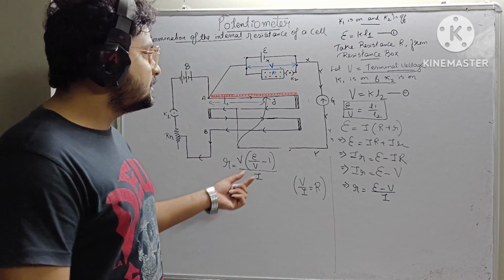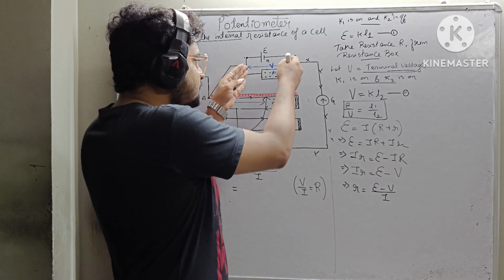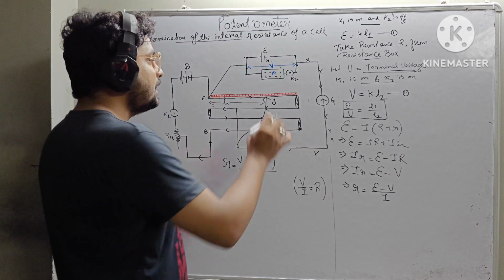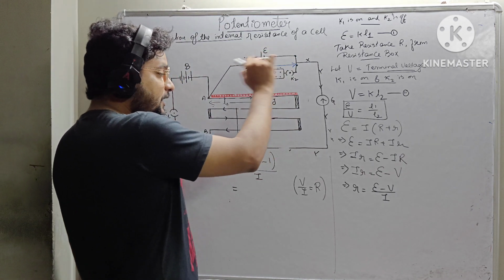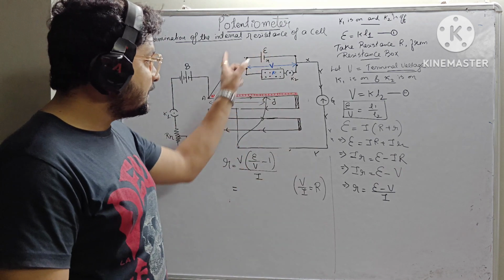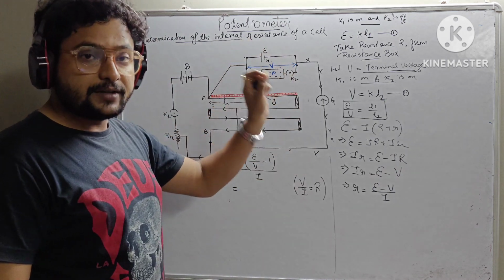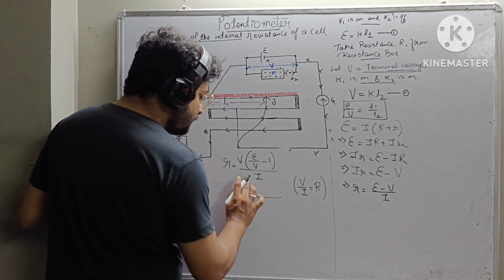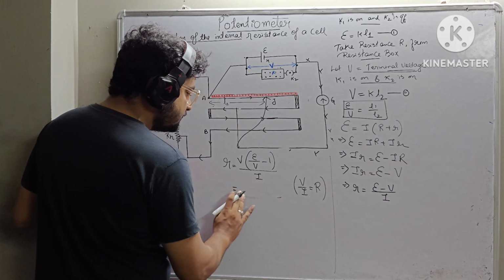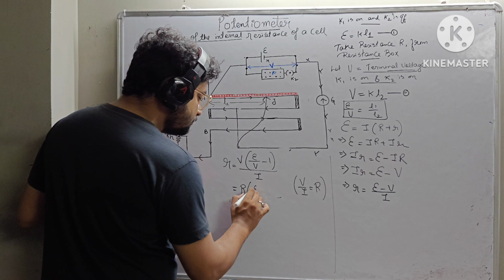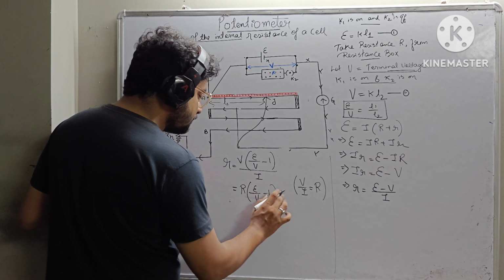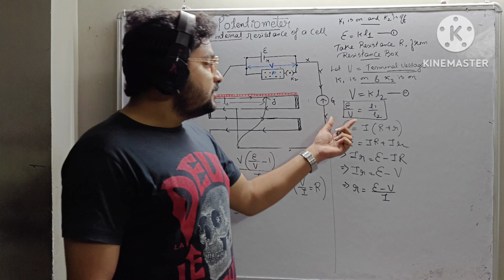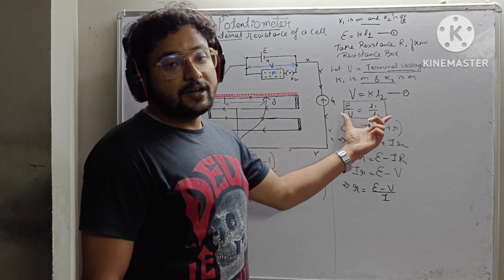V is the potential difference across this resistance and I is the current flowing through this wire, through the secondary circuit. So V by I is equal to the external resistance R, times (E by V minus 1). Now what is E by V? You already know E by V is L1 by L2.